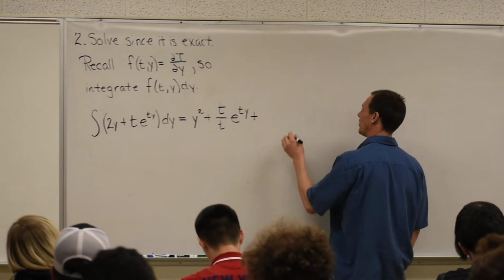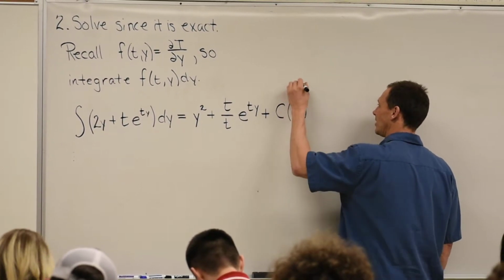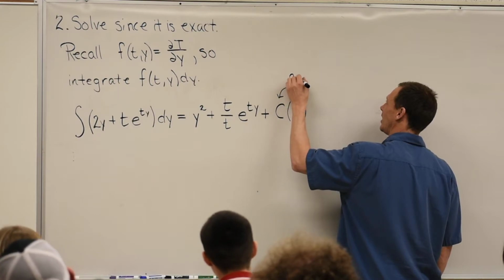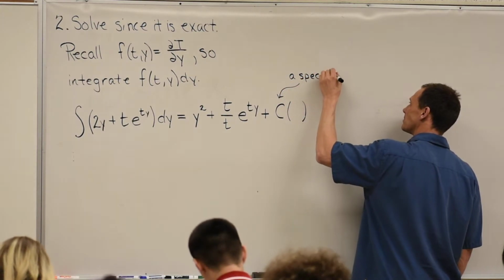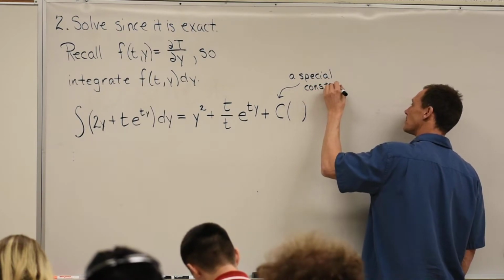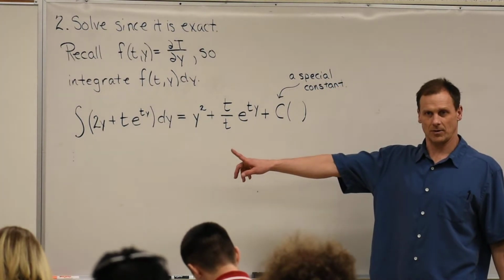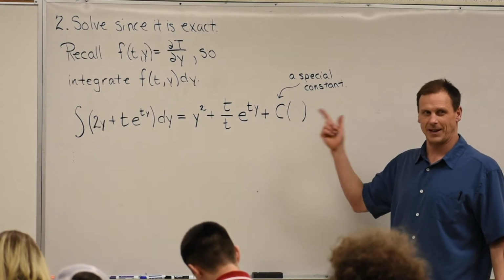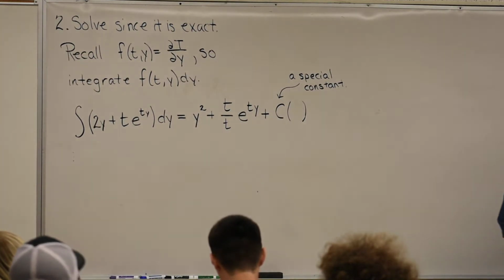Okay, I'm going to write this. C of, C stands for a constant. I'm going to put a special constant. Okay, remember, these are indefinite integrals. So if you're going to integrate this way, you have to add a constant. But now think about this. When you first learned to integrate, how did you check your answer?